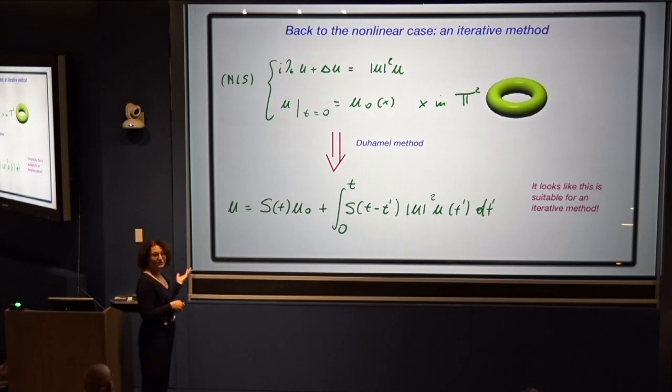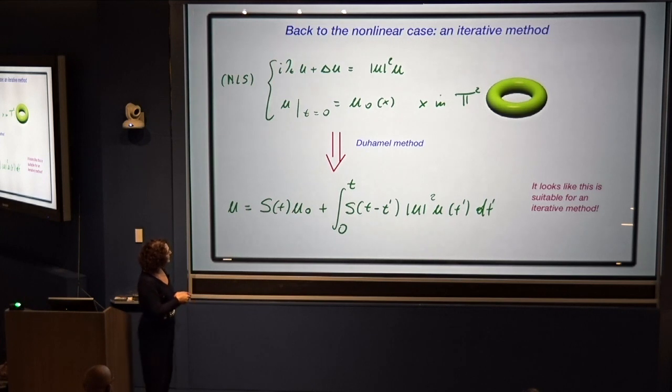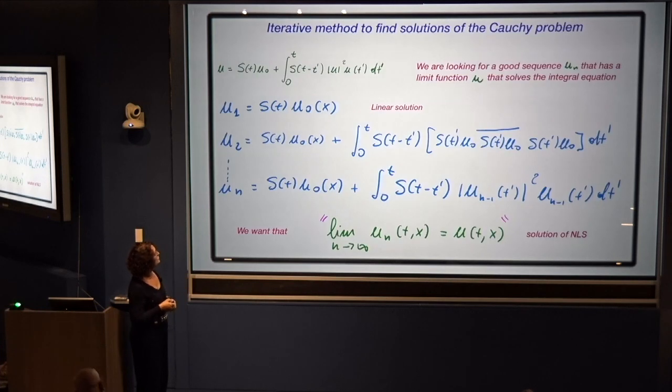Of course, this doesn't solve the problem because I'm telling you that U is written in terms of U. But on the other hand, it tells you that the setup is such that maybe an iteration method can be applied, and that's what we're going to do. So this iterative method is what we're going to do next.